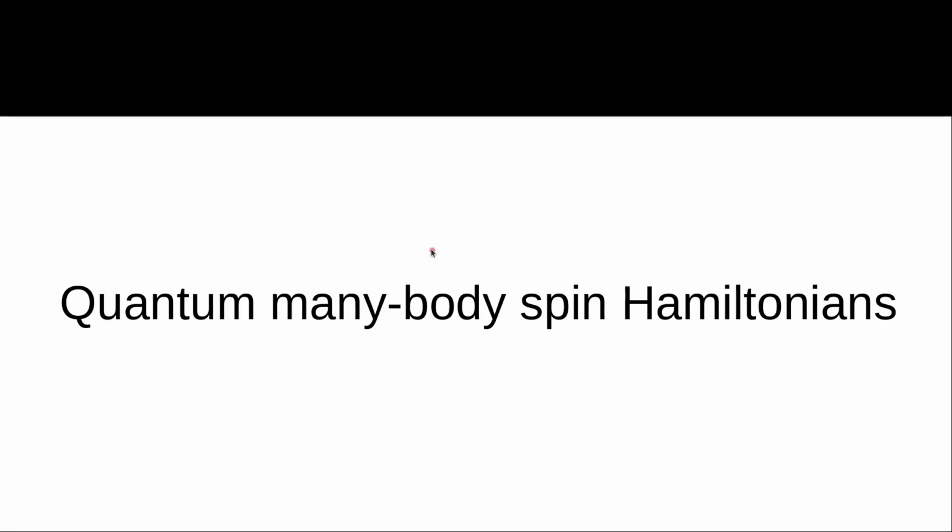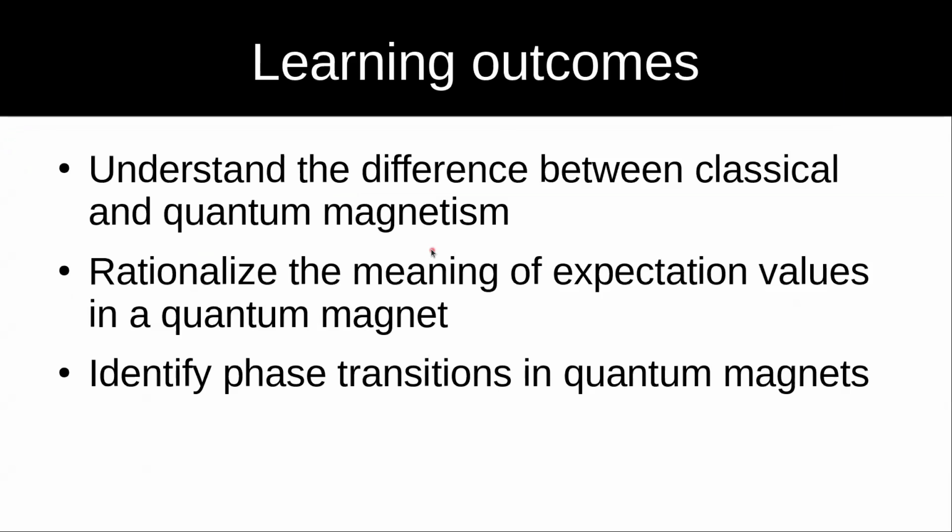Welcome to our session on quantum many-body spin Hamiltonians. Today, we are going to focus on how we can understand quantum many-body systems, and in particular, the case of quantum many-body spin models. We are going to understand what is the difference between classical and quantum magnets, and how can we see transitions between classical and quantum magnets directly from a quantum many-body Hamiltonian.